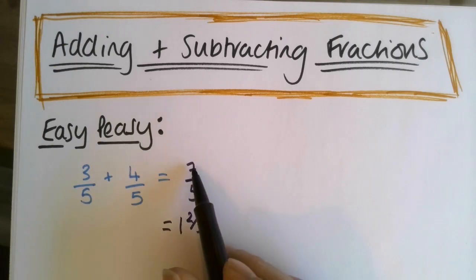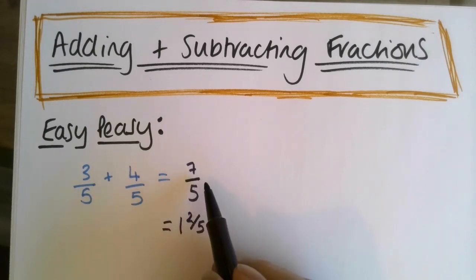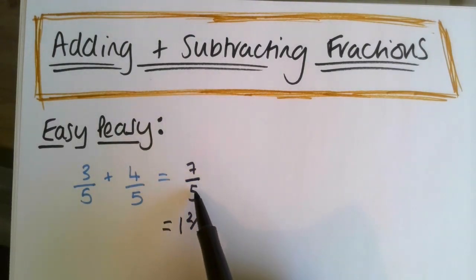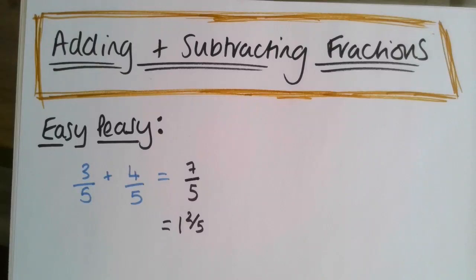So how many fifths are in 7/5? We've got, oh, that's a stupid question, we've got 7. So how many times does 5 go into 7? Once, the remainder 2, and the number on the bottom line is always the same. Okay, moving on to just easy ones.